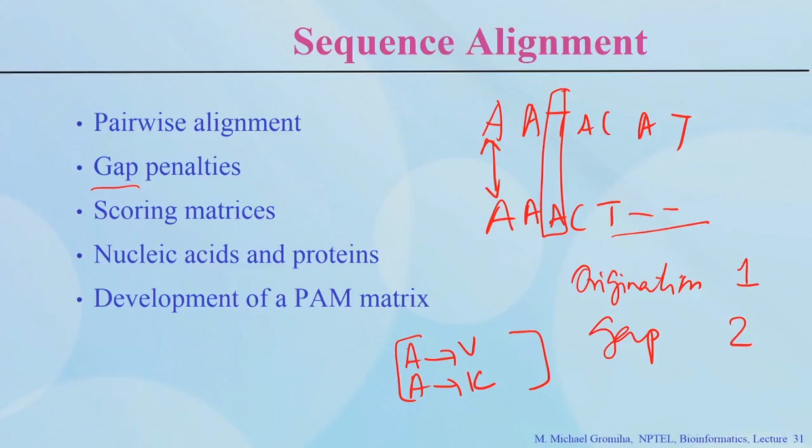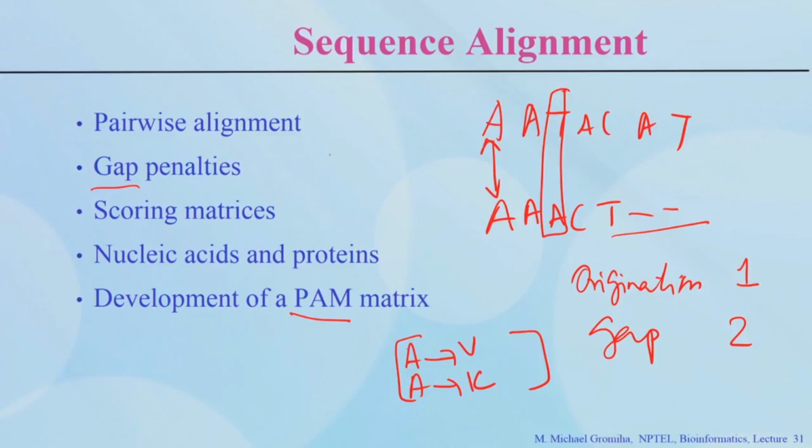PAM and BLOSUM. PAM matrix and the BLOSUM matrix. What is PAM matrix? Percent accepted mutation, or point accepted mutation matrix, right. How to derive the PAM matrix, what are the various aspects we need to consider? First, the frequency of these amino acids, the length of the sequences, and how this residue is mutated and which residue is mutated to which residue, right.